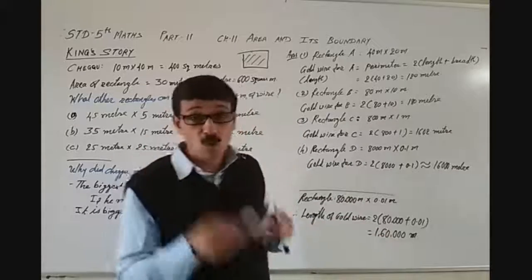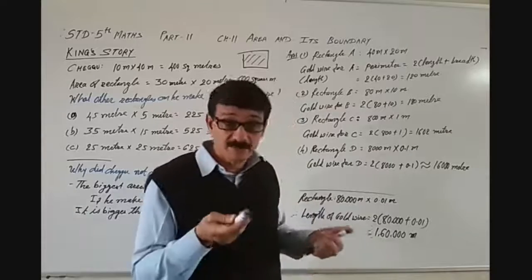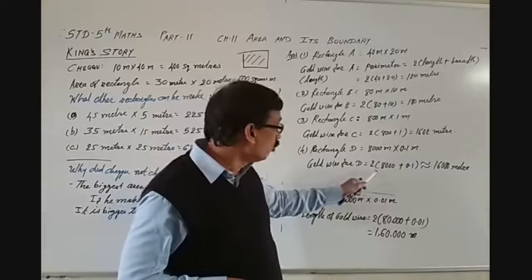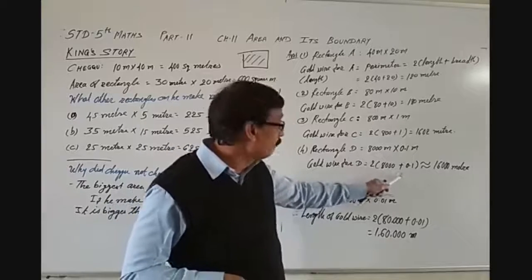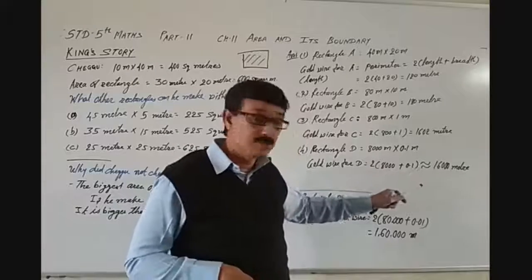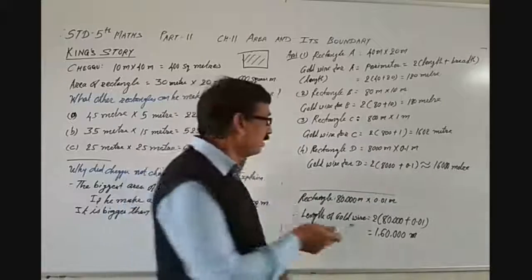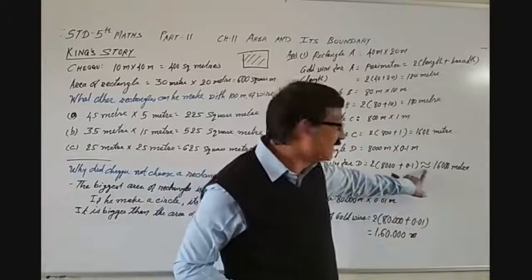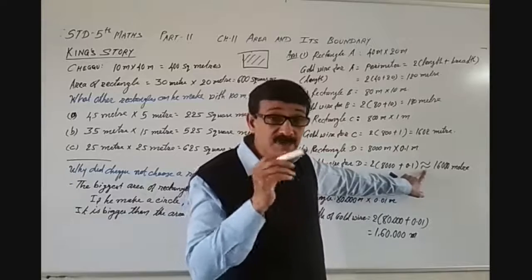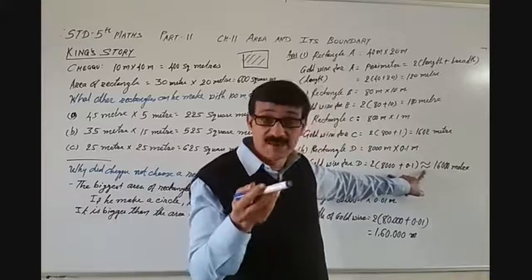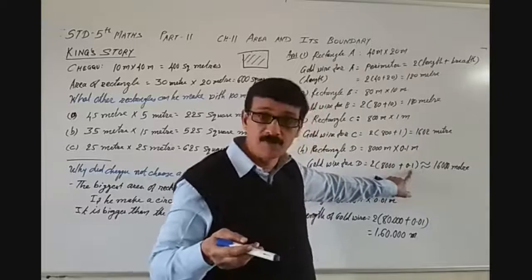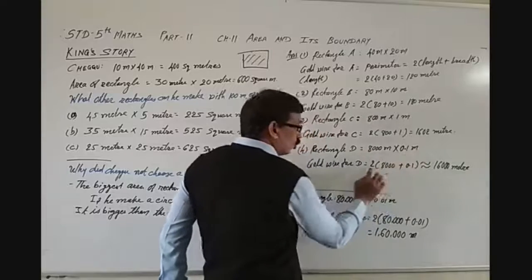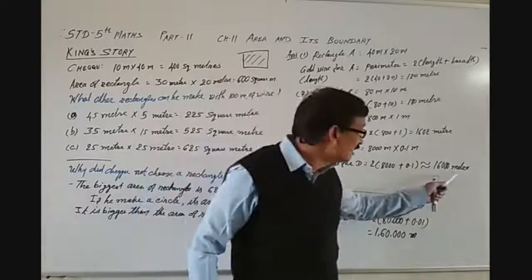But the gold wire required for that rectangle will be, let's see. The length of the gold wire for D is equal to 2 into bracket 8,000, the length, plus the breadth 0.1 meter. And see this sign, can you see this sign? Something different from the equal to sign. This sign is the approximate sign. So the answer, approximately, we are not taking this 0.1, and if we do not add this, then 2 into 8,000 is equal to 16,000 meters.